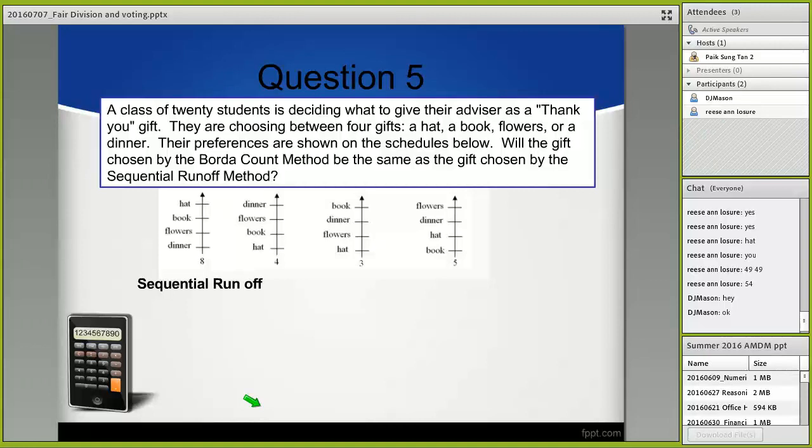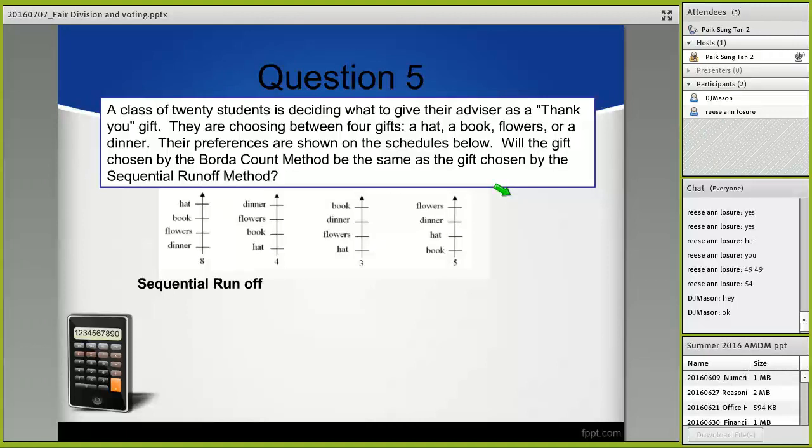So let's look at our first place count. Can we list our first place count? How many first place count for hat, dinner, book, and flowers? So for hat, because we are going to eliminate the one who has the lowest first place count. Hat, we got 8 first place count, and dinner has 4 first place count. Book has 3 first place count. Flower has 5 first place count.